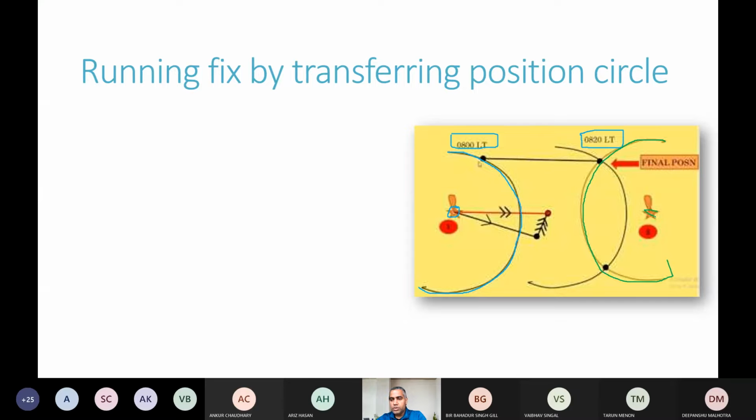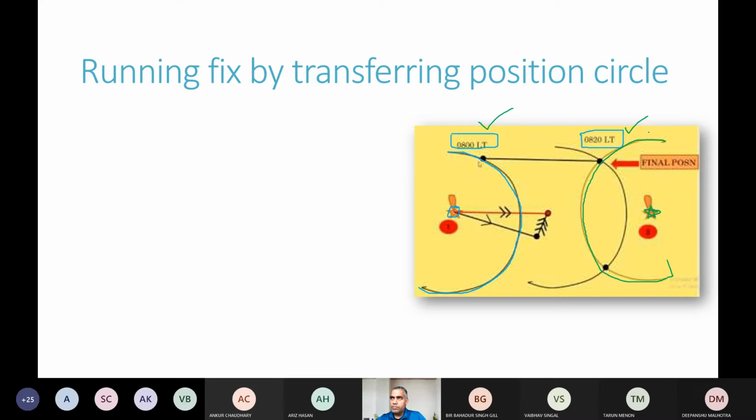So another lighthouse. Okay, we take a VSA or a range and we get this green color position circle for 8:20. Now these two position circles, the blue one and the green one, are at different times. The first position circle is referring to 8 o'clock. Second position circle is 0820. So we cannot combine these two position circles. If we want to combine them, then we have to bring both the circles to the same time.